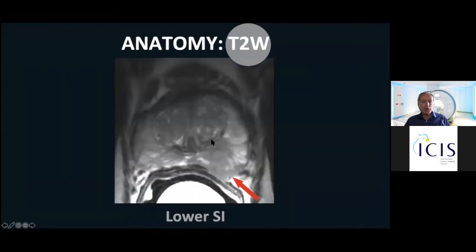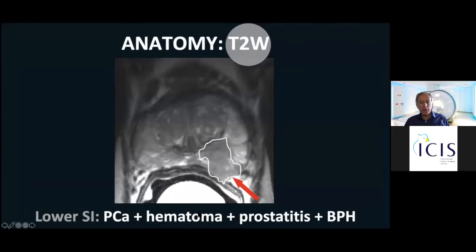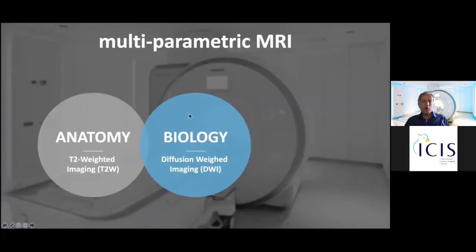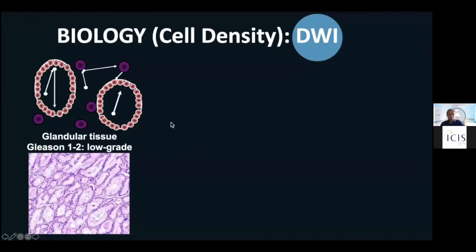Now, when we see a low signal area, this not only can be cancer, but also can be due to hematoma, prostatitis, or BPH. Therefore, we need another technique to further differentiate. For this, we use diffusion weighted imaging that shows predominantly biology. DWI is showing the velocity of water molecules in between the cells.